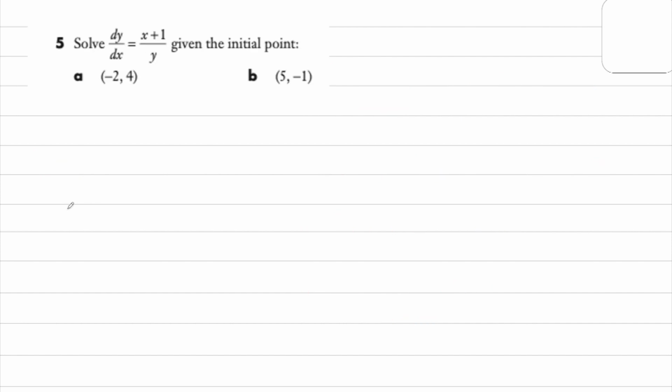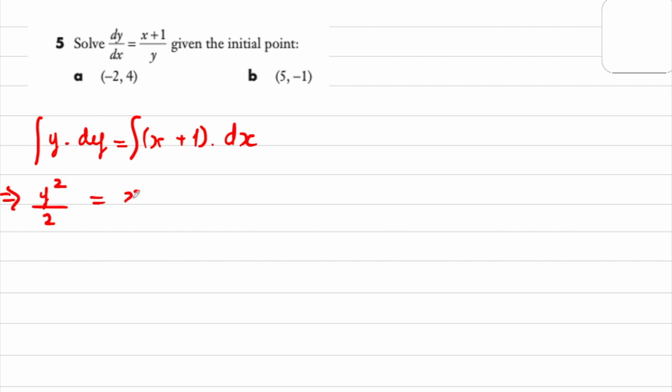Question 5, for one differential equation, you got two initial points A and B. So what does that mean? I need to solve this one first with the constant number plus c. So you got here y dy equals x plus 1 dx like this. Integral on left, integral on right. You got y squared over 2 equal to x squared divided by 2 plus x and then plus c.